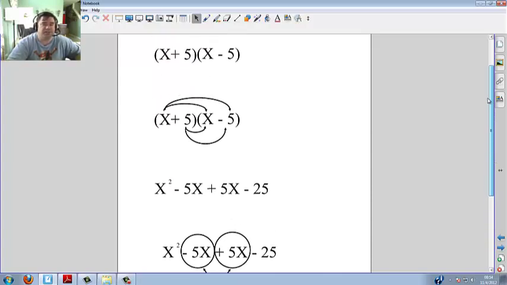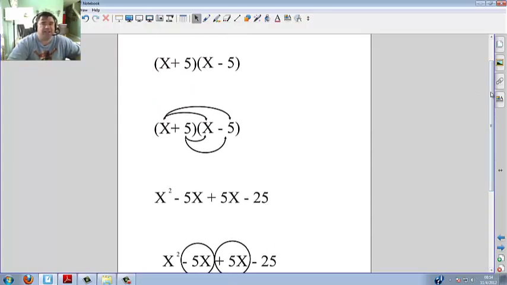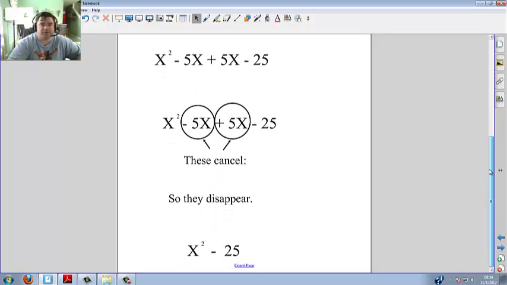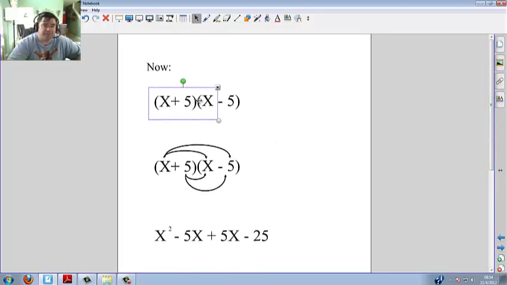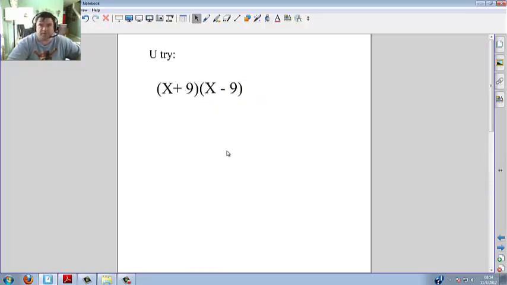So in this case, it doesn't become a perfect square trinomial. It becomes a binomial. And the reason why is we had opposites for the back part here, for the plus 5 and the minus 5. You try, go ahead.